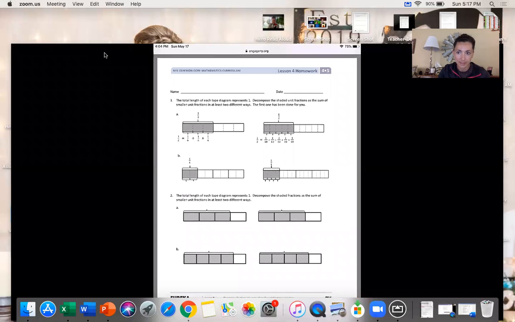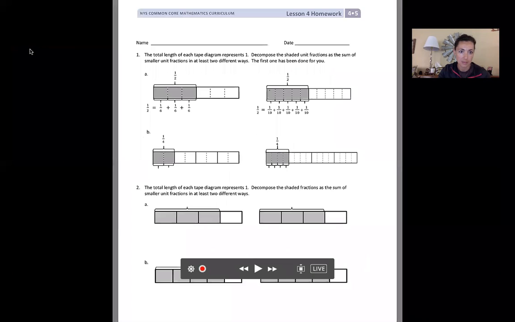Mrs. Asherell here, and now we are working on Module 5, Lesson 4, and today's goal is to decompose fractions into sums of smaller unit fractions using that tape diagram. All right, let's get started. I'm going to share my screen with you. There we go. And let's make it big.